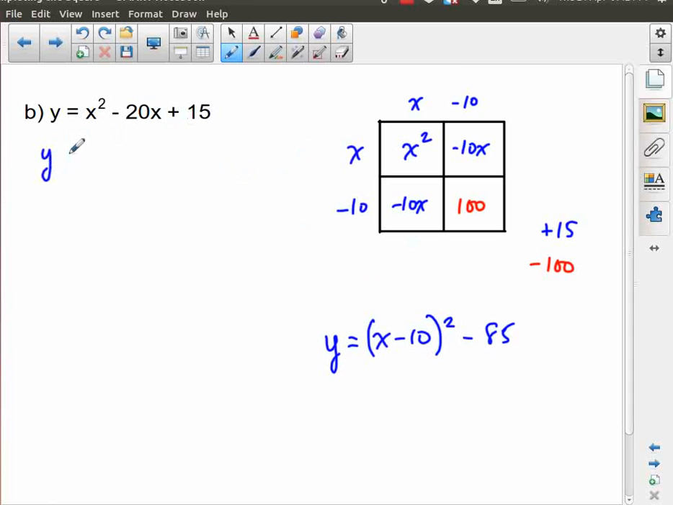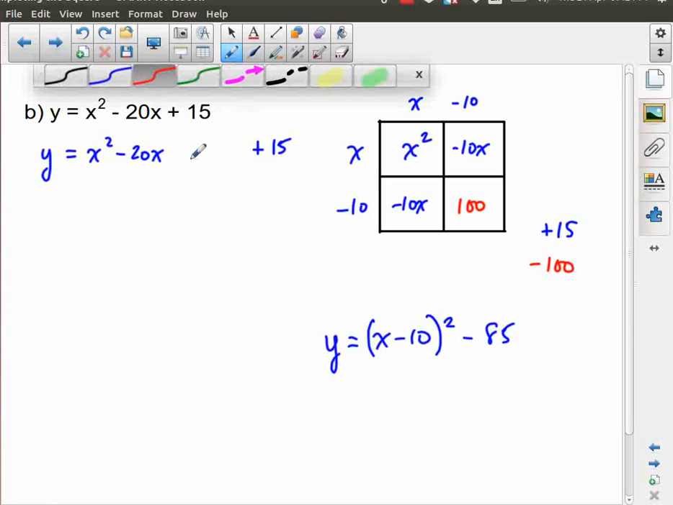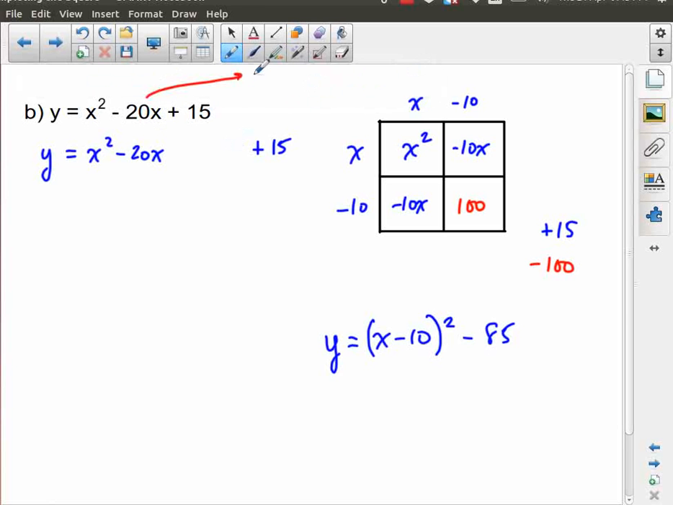algebraically. So we get y equals x squared minus 20x, and then we've got this plus 15, which I'm going to write over here, because what I've done is made room for, well, what do I have to put here that's equal to 0? So I've got a negative 20 here, and I divide that by 2, that's equal to negative 10. Negative 10 all squared is equal to positive 100. So this becomes plus 100 minus 100.